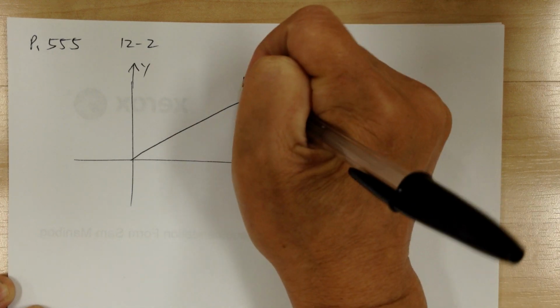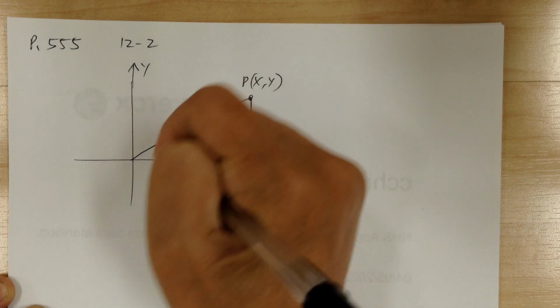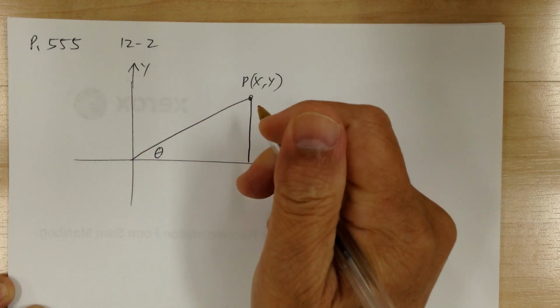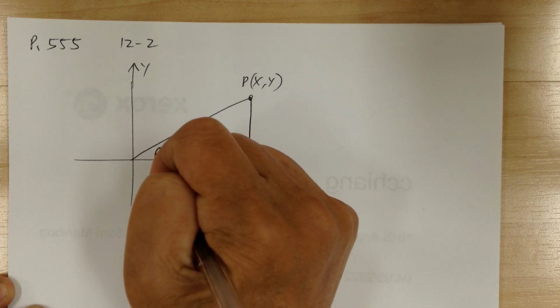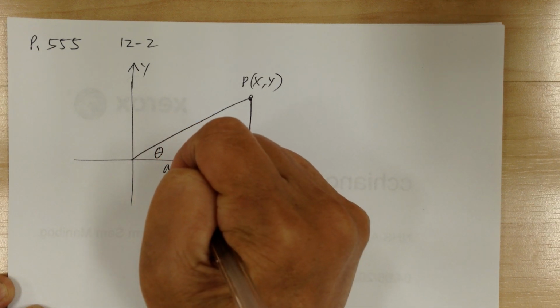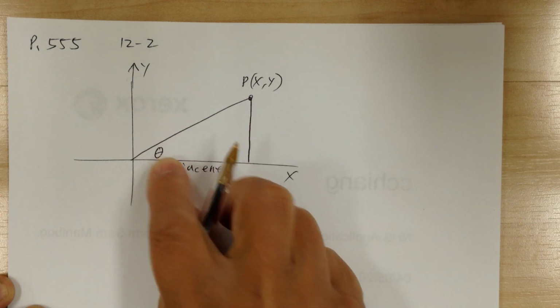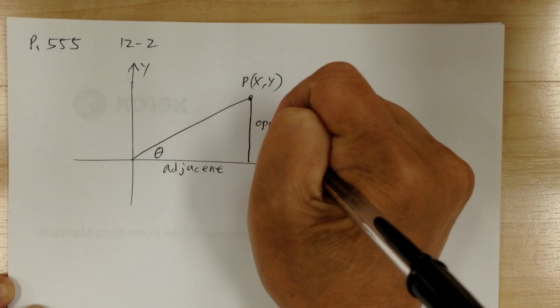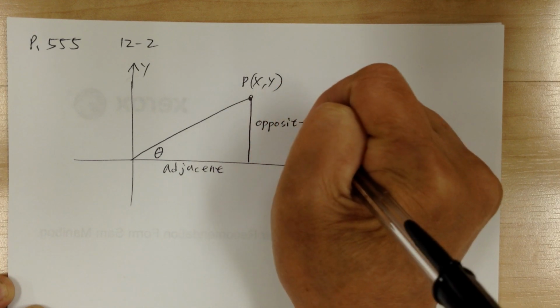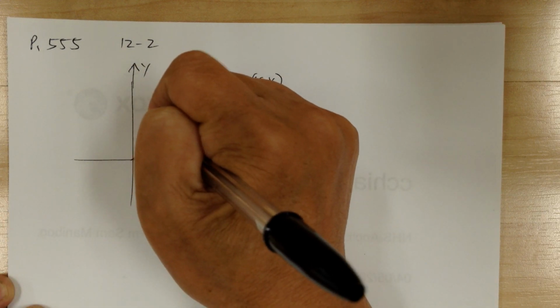And this point, just label it xy, just the coordinates. And here's your angle theta. Now over here, this is the adjacent side. Adjacent means it's next to it. So this is next to the angle, and this is the opposite side. So this is facing that. And the side that's slanted is called a hypotenuse.